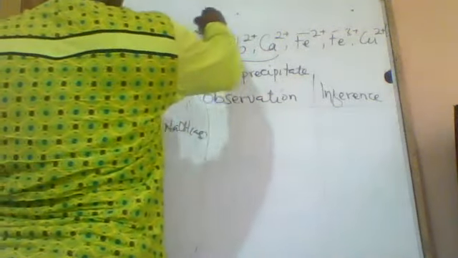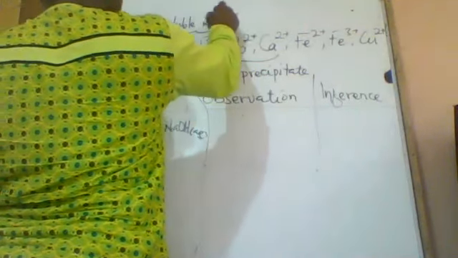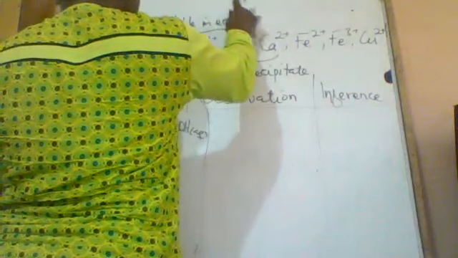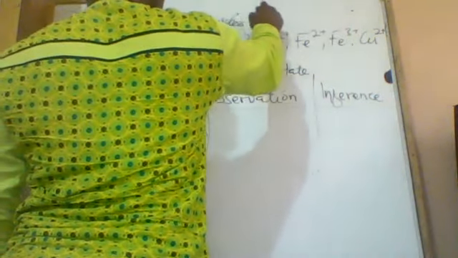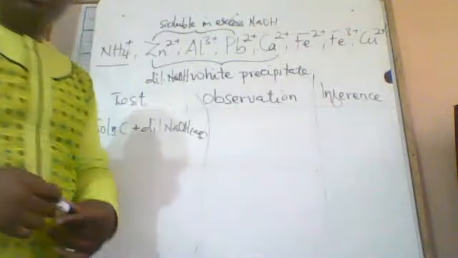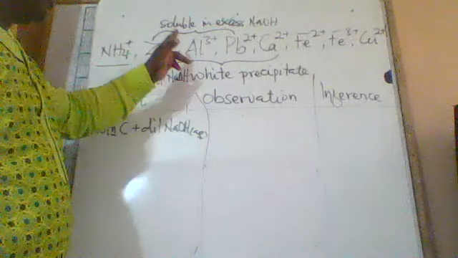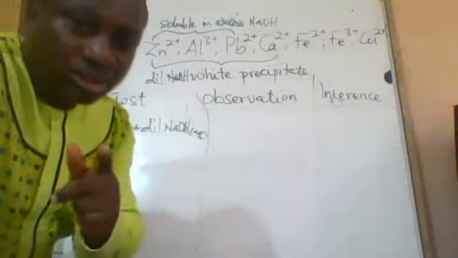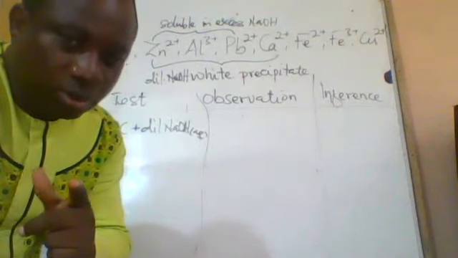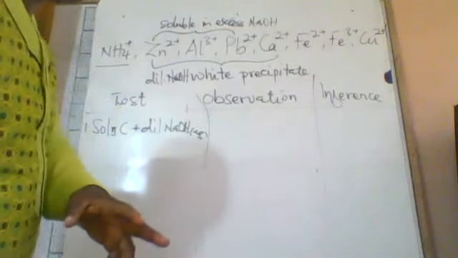These three are soluble in excess sodium hydroxide solution. Zn2+, Al3+, and Pb2+, they are soluble in excess because they are amphoteric.